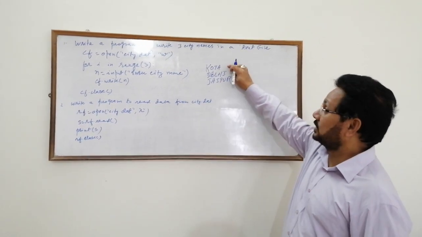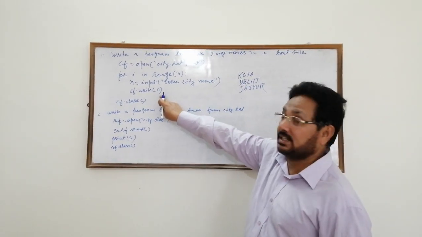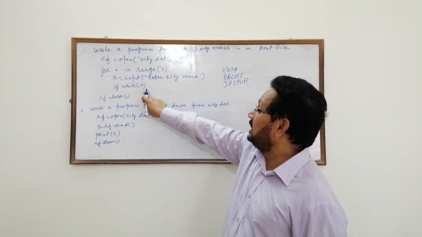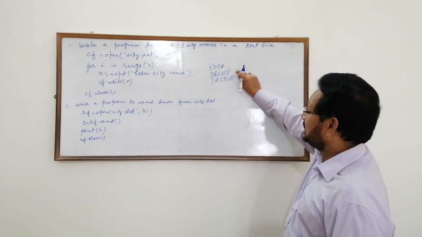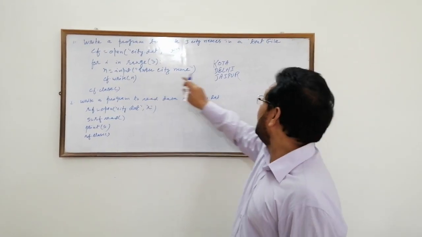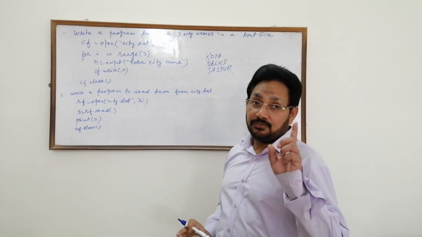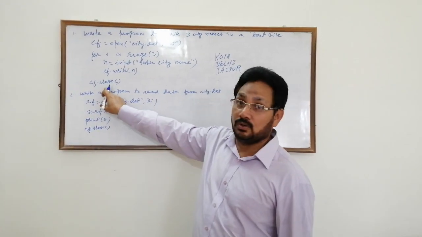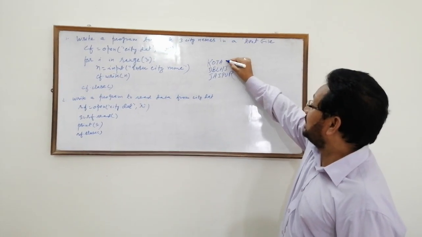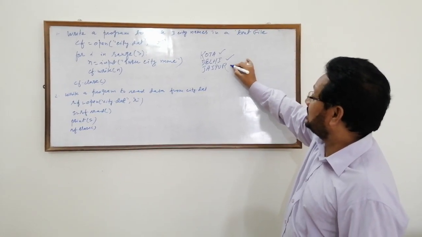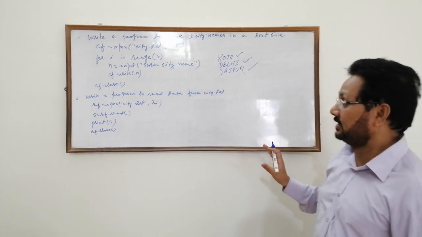First time Kota is entered and it is written or stored in the file. Then Delhi is there, then again it is written, and then Jaipur, again it is written. This is the first program. After that we will close. So 3 lines are written: Kota, Delhi, Jaipur, or you can say 3 city names are written.